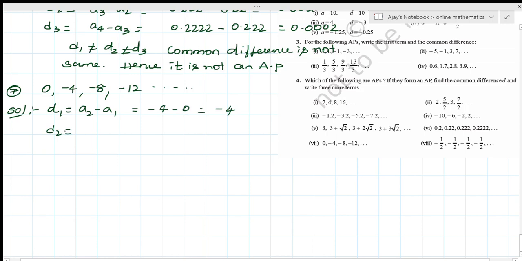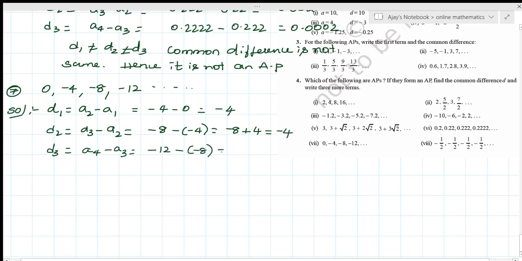So D2 is A3 minus A2. A3 is minus 8, minus of minus 4. So it is minus 8, minus into minus is plus 4, minus 8 plus 4 is minus 4. D3 is equal to A4 minus A3, that is minus 12, minus of minus 8. So it is minus 12, minus into minus is plus 8, so it is minus 4.